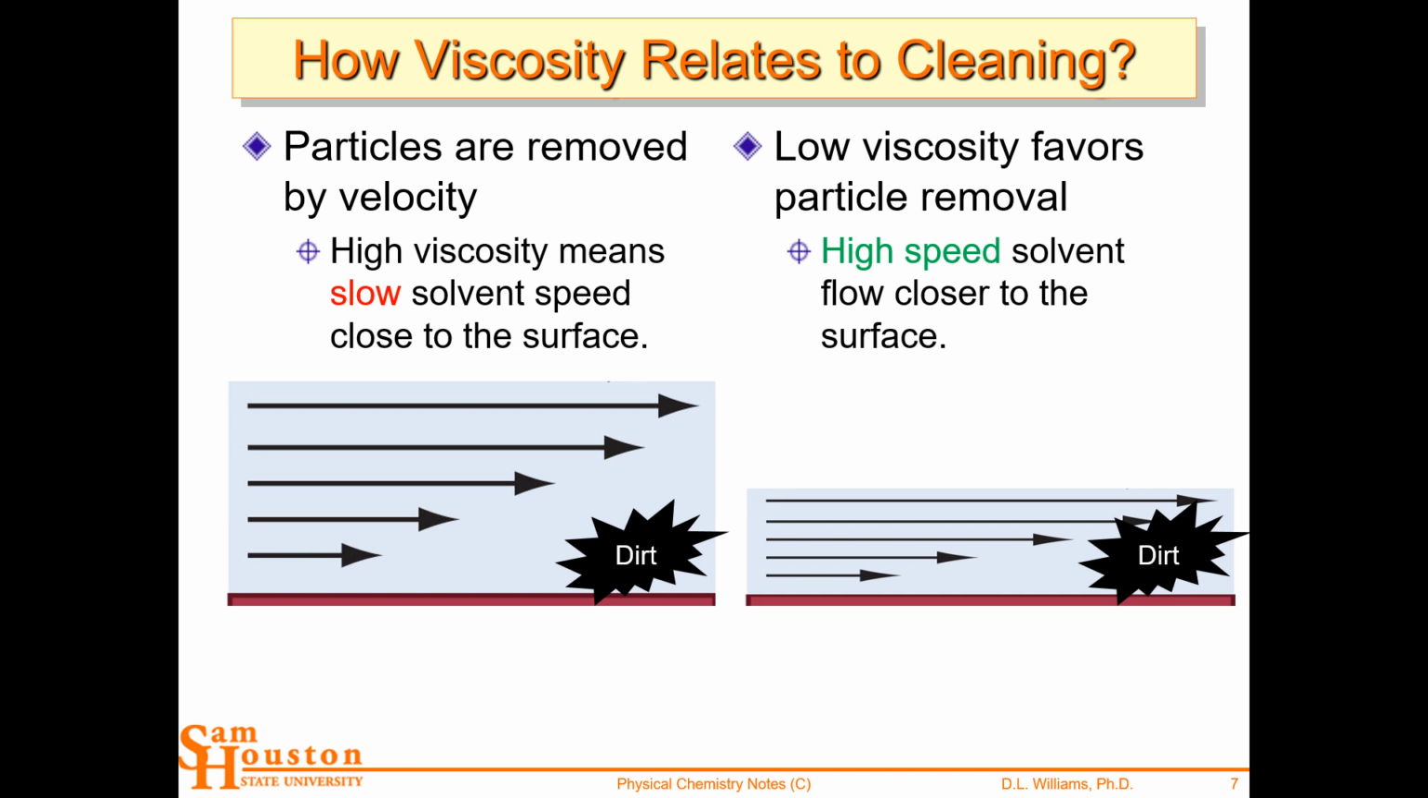And so a low viscosity means there's higher speed molecules closer to the surface, and they can knock that dirt loose. Whereas over here, a high viscosity means a slow solvent speed close to the surface. A low viscosity means a high speed solvent flow close to the surface. And so for our solvent properties, we want to use viscosity as one of our terms of merit. Like we want a low viscosity solvent.